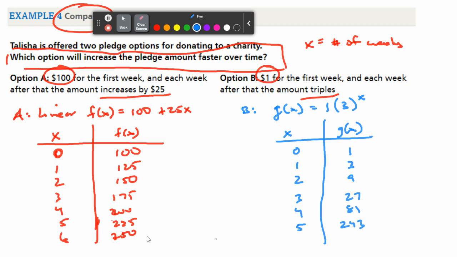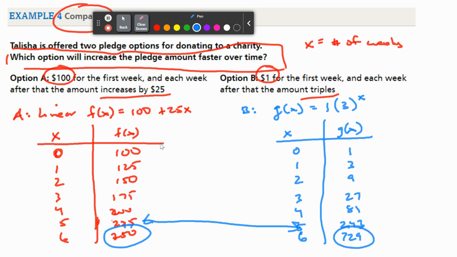And now watch. Look at that. Boom. We have now jumped. The exponential model is now at a higher amount than the linear model. So now when you go to the 6th week and I times this by 3 again, that's 729. Look at how much bigger 729 is compared to 250.